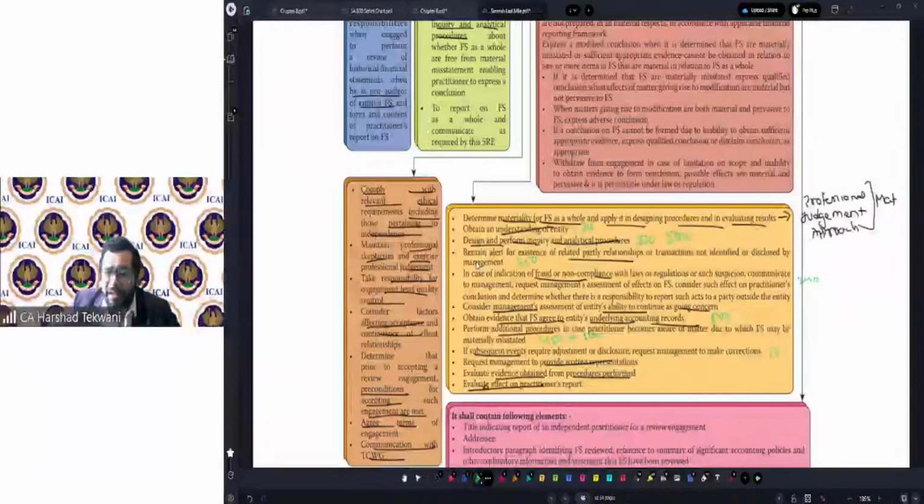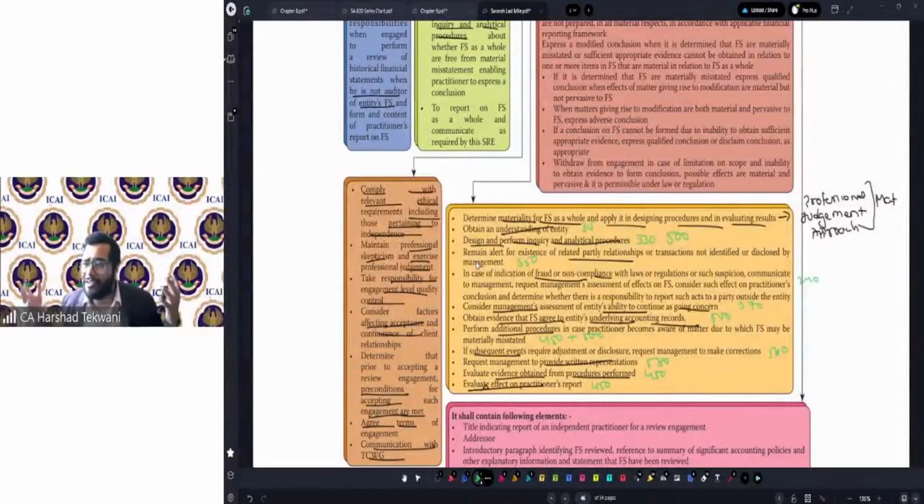Subsequent event, 560. Request management to provide written representation, 580. Procedures performed, 450. Evaluate your outcomes. Okay. And evaluate effect on practitioner's report, again, 450. Entity's ability to continue as a going concern, 570.